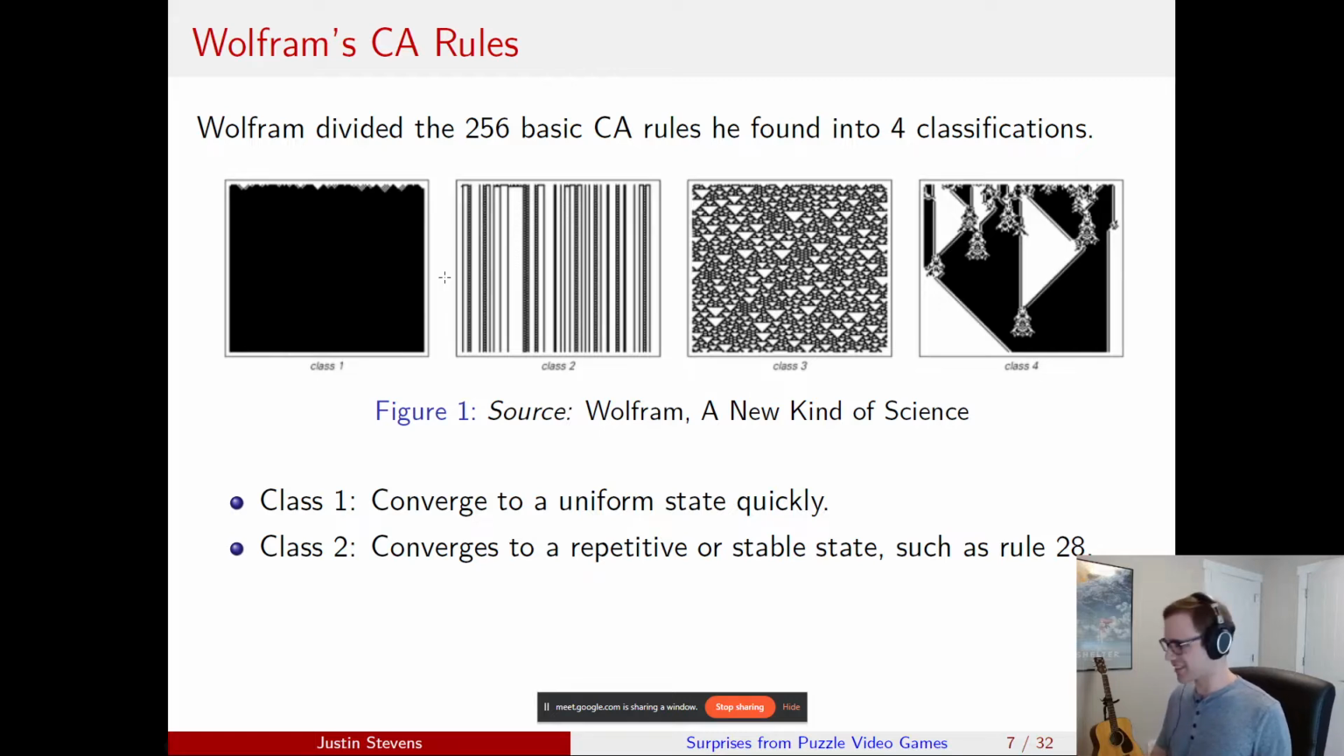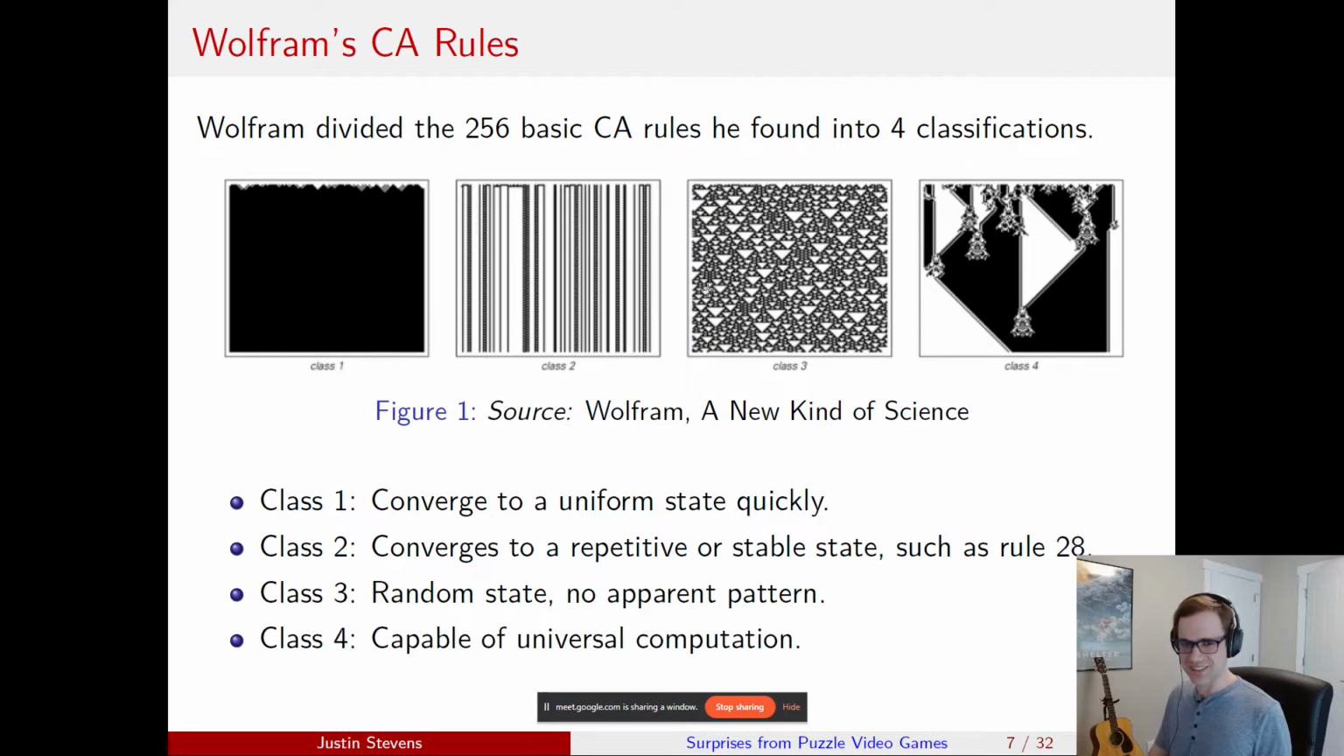But what's really interesting, and this is what I'm getting at when I say the word surprising, is these class 3 and class 4. Because class 3, which we see in this picture here, is a random state, which has no apparent pattern going on. And what's really interesting too is that class 4 has a sequence of cellular automata that are capable of universal computation. So they're Turing complete in that sense.